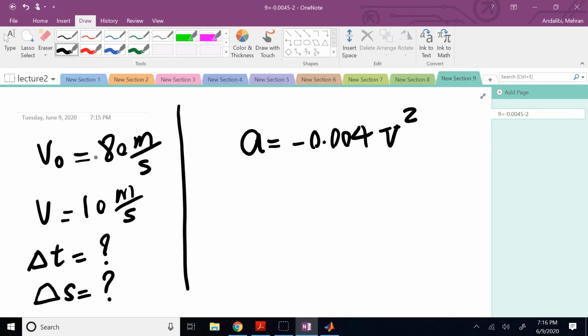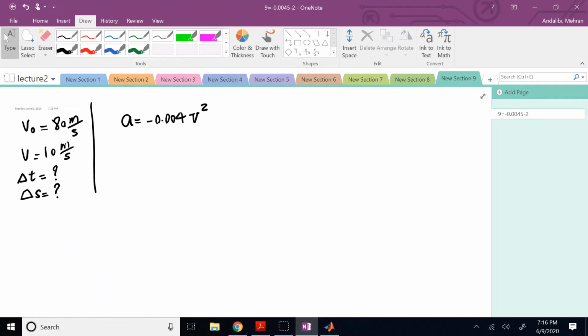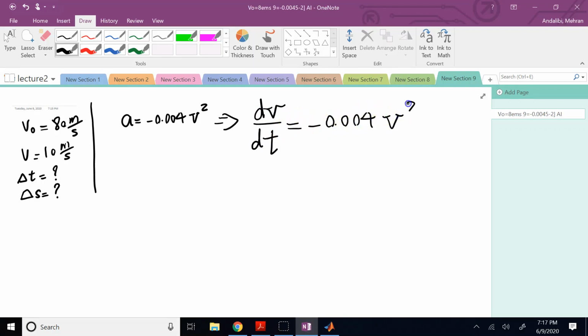So always write in a way that everybody can read. Okay, so clearly here I don't see any time directly, but indirectly, yes, it is in A, right? What's the definition of A? As you know, A is dv over dt, which is now equal to negative 0.004 v squared.